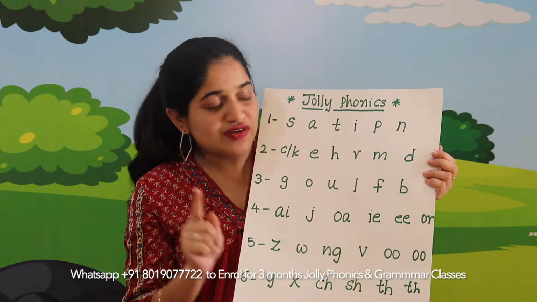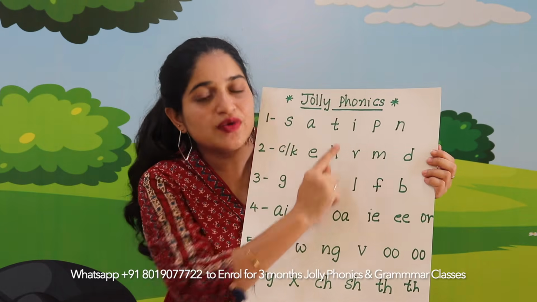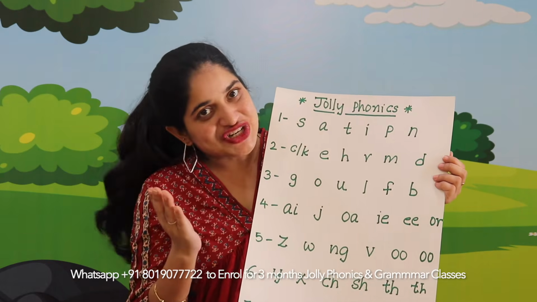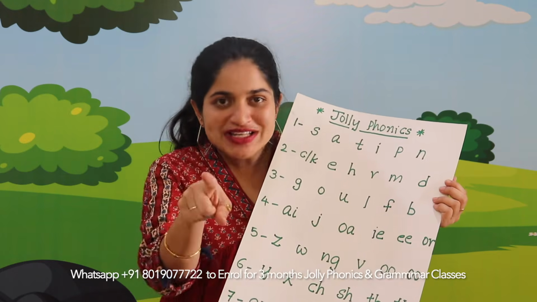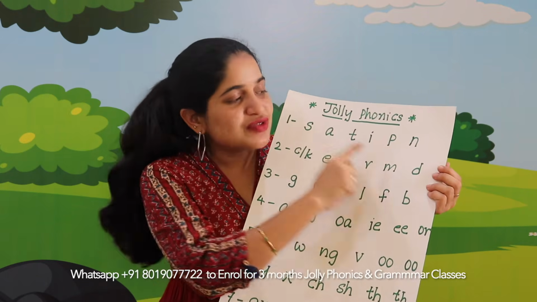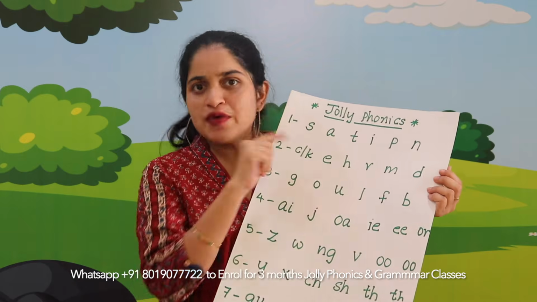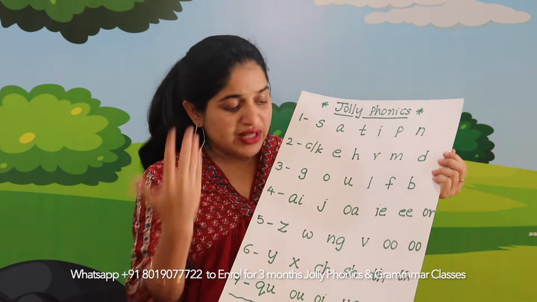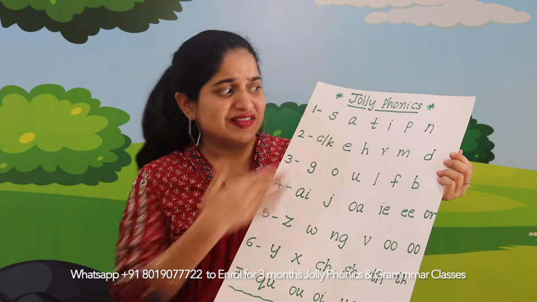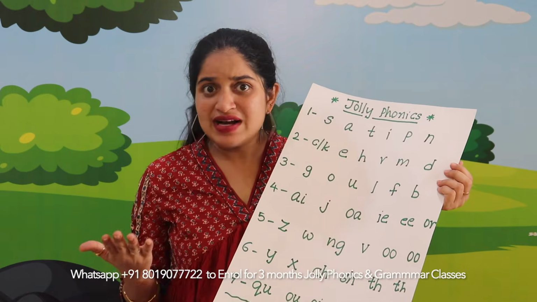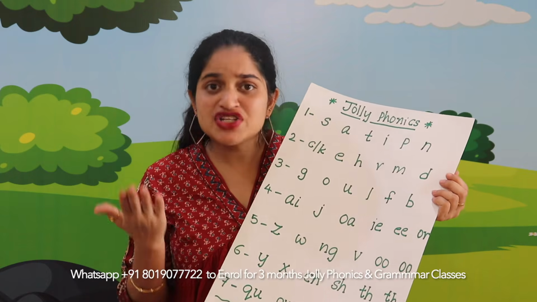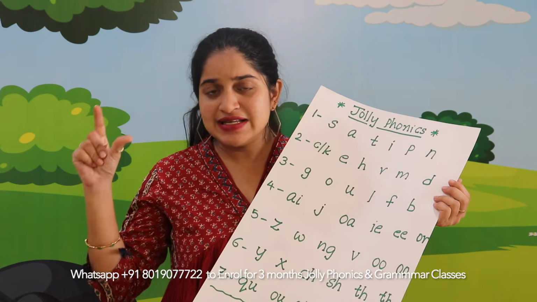Now remember, children, each and every sound has an action. That's how you kids will remember the sounds of these letters. Now you must be having a doubt: why are these letters in this random order? Why are they not just like your English alphabet, like A, B, C, D?